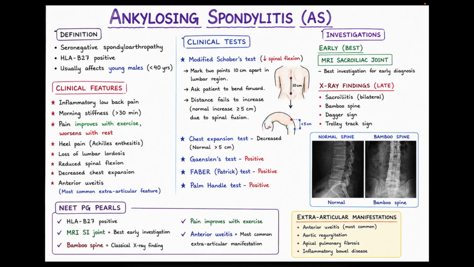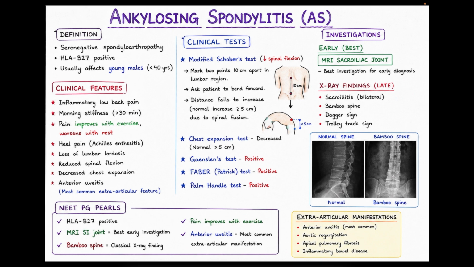For that test, you have to mark 2 points 10 centimeters apart in the lumbar region, and then you ask the patient to bend forward. Usually when a normal person bends, there will be more than 5 centimeters increase in distance here, but here the distance fails to increase because of the spinal fusion.